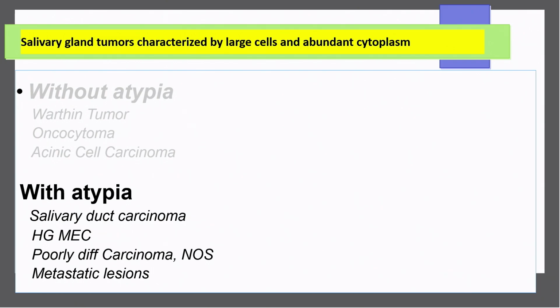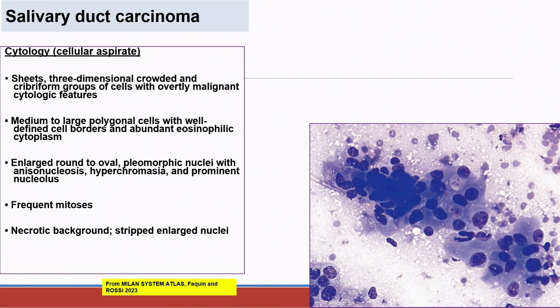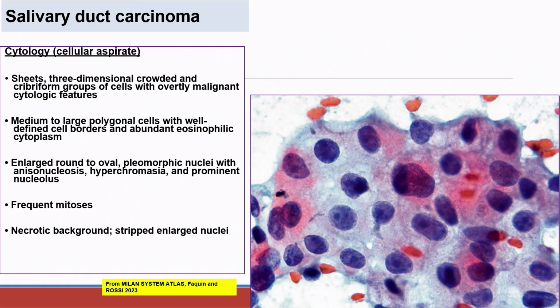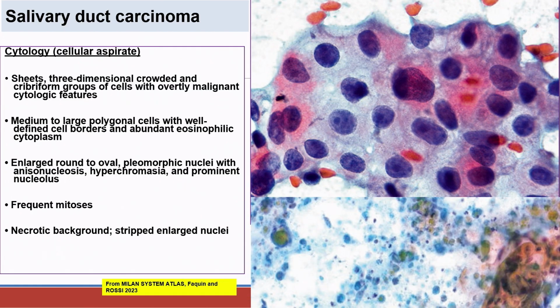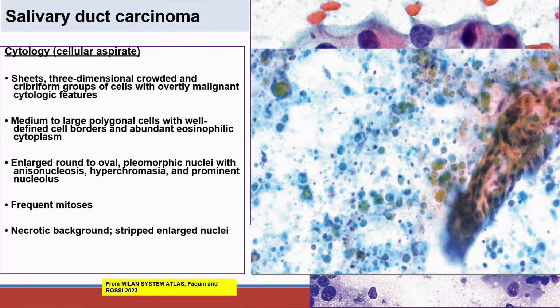With atypia, of course, the first is salivary duct carcinoma, and you can see it's a typical cytology. We have these three-dimensional clusters of cells with overtly malignant features, anisonucleosis, well-defined cell borders, differently from the lymphoepithelial carcinoma, in which we have poorly defined cell borders, enlarged nuclei, and also hyperchromasia, mitotic figures, and a necrotic component, and very big nucleoli. You can see the necrotic component here.